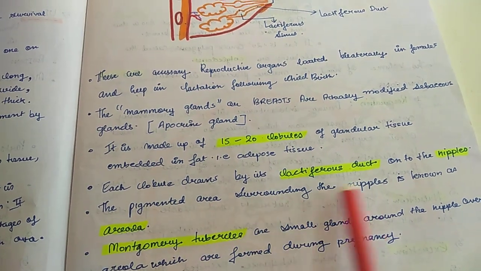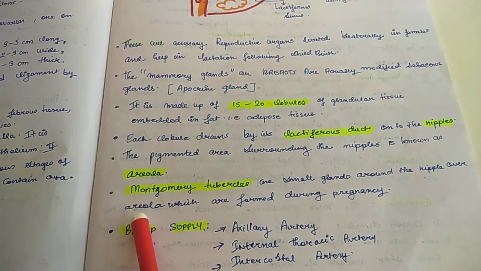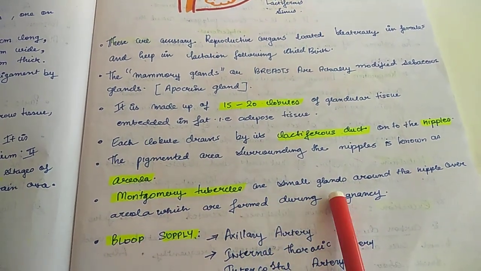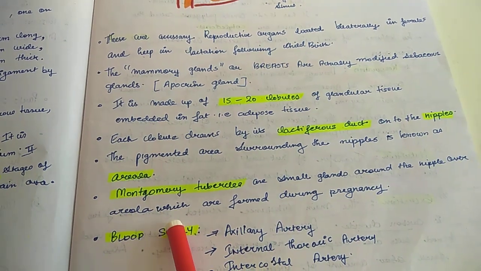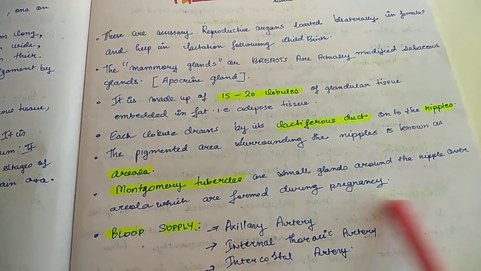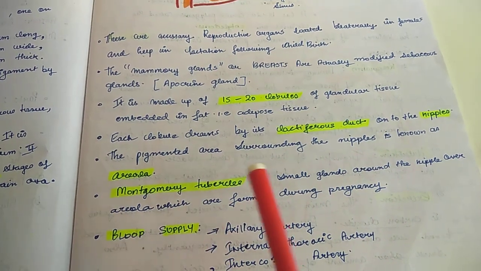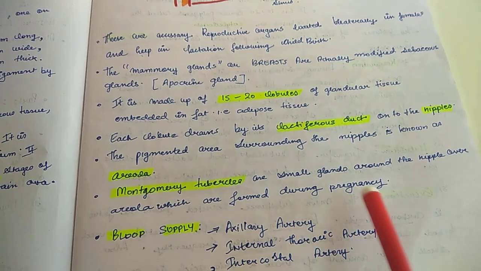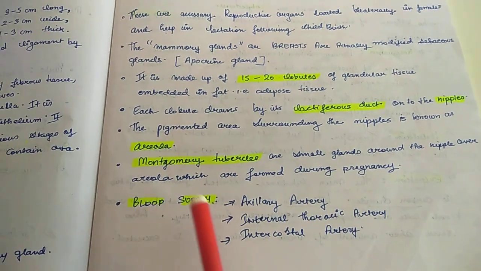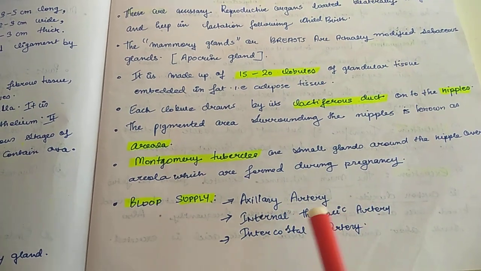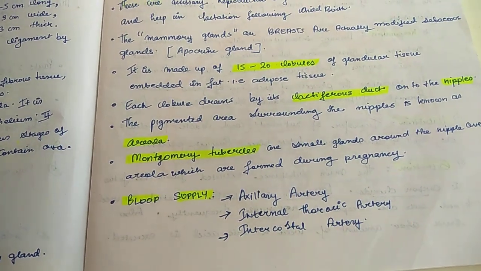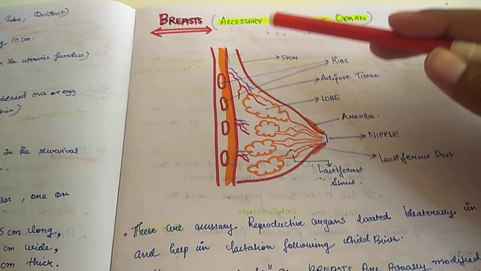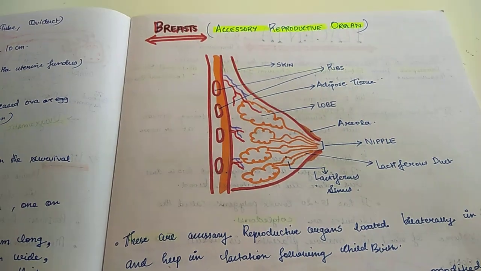The pigmented area surrounding the nipple is called the areola. And Montgomery tubercles, which are again a very important point here, are small glands around the nipple over the areola which are formed during pregnancy only. These small glands help in secretion, and are present only during pregnancy. Then the blood supply to the breast is from the axillary artery, internal thoracic artery, and intercostal artery. So this was all about the breast, our accessory reproductive organ in the female reproductive system.